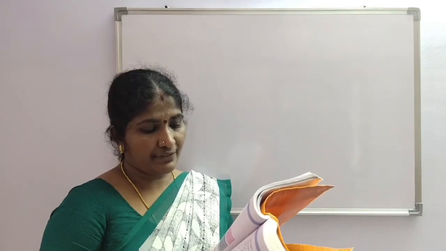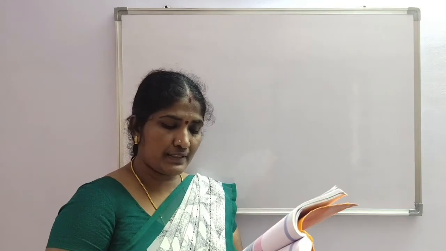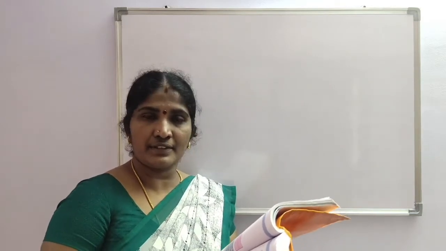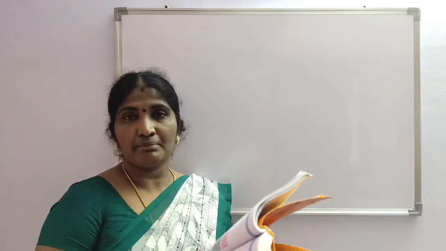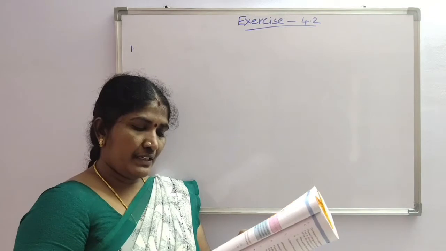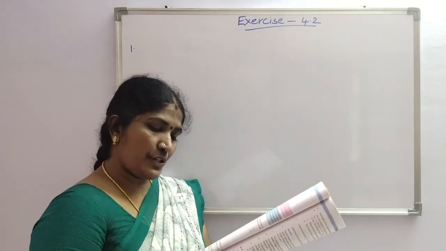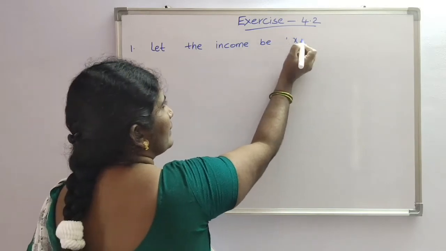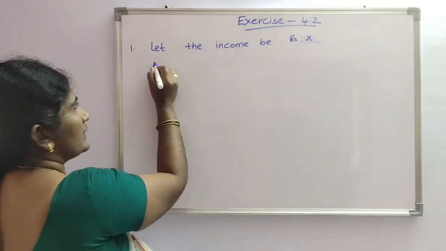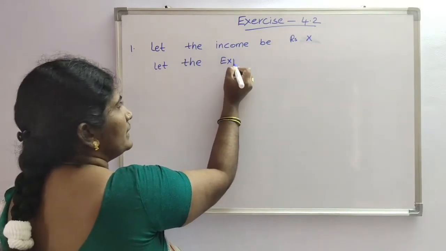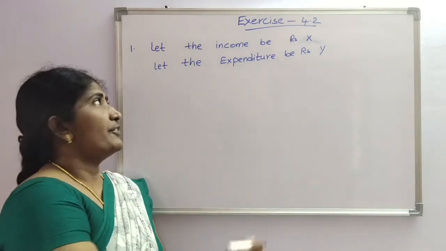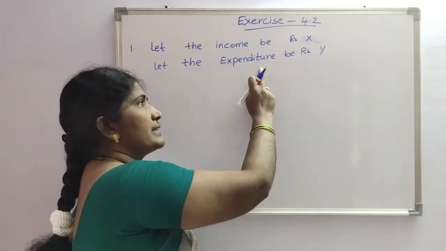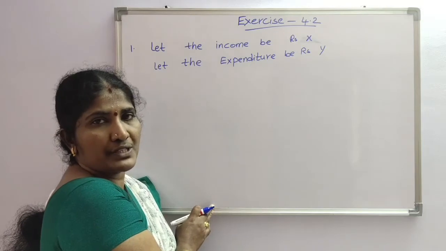In the first question, they gave the ratio of incomes of two persons and the ratio of their expenditure also, and each person saves 2000 rupees per month. Then we have to find their monthly income. See, in the question the ratio of incomes and the ratio of expenditure are given. Let the income be rupees x and the expenditure y. First of all, income x and expenditure y we assumed.